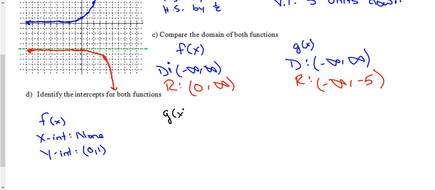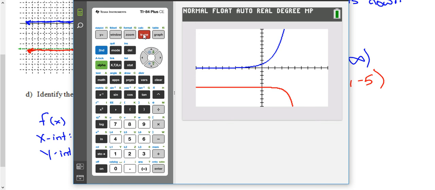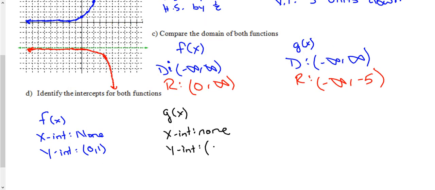For g of x, do we have an x-intercept again? None to report. And do we have a y-intercept? We sure do. That y-intercept will be found right off of your calculator. So again, if you want to go to your graph, hit trace, scroll down to the next graph there, and that's going to be my y-intercept at negative 5.0078. So this is going to be 0, negative 5.0078.